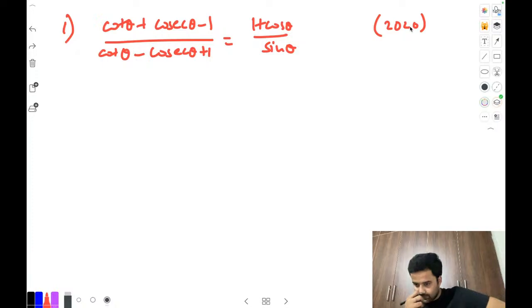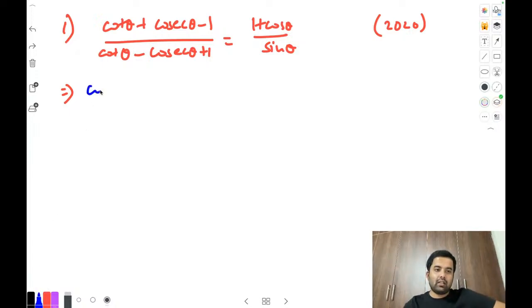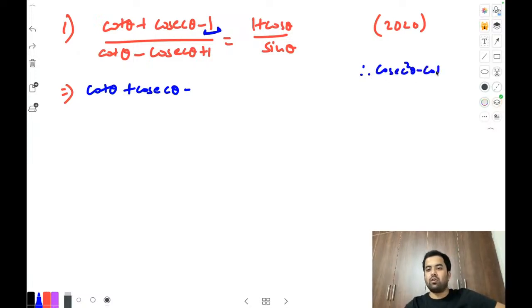What to do here to get the answer? Okay, here we can take one approach. Cot theta plus cosec theta as it is, minus, and in the place of 1 we can keep one formula. What is that formula? Cosec square minus cot square equals 1 was there. So in the place of 1 we are keeping this one. It will start the bracket: cosec square theta minus cot square theta.